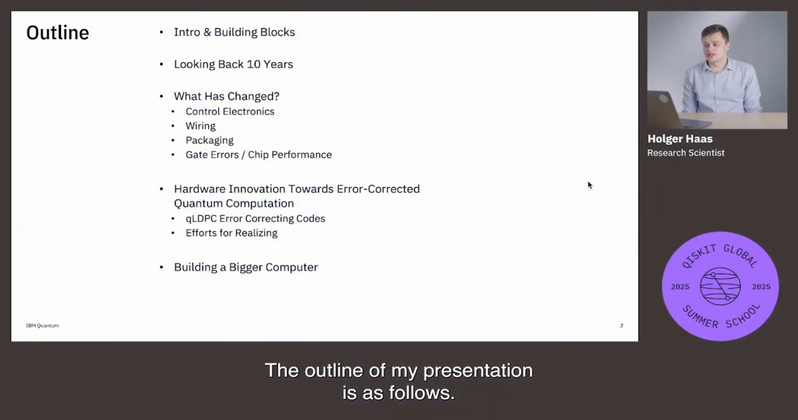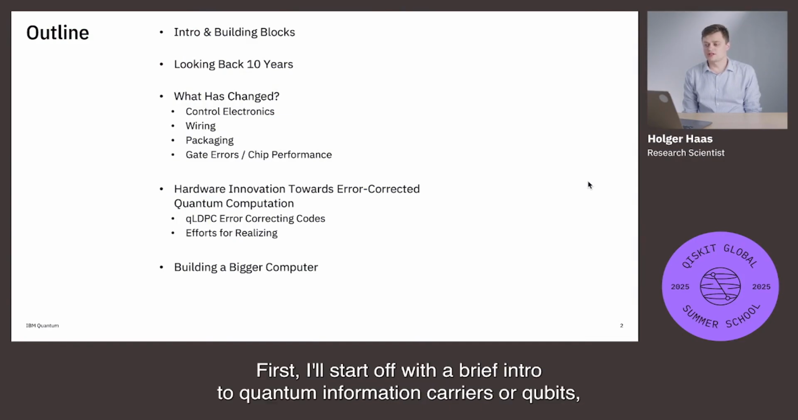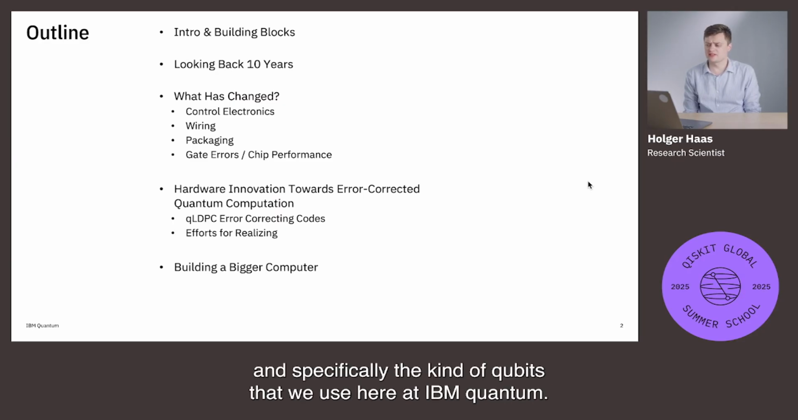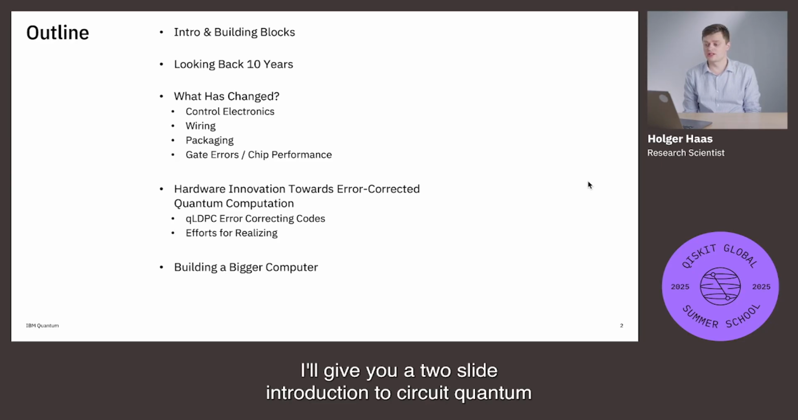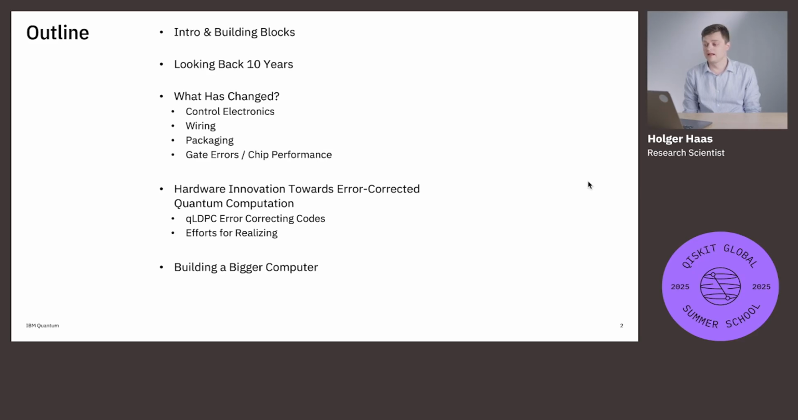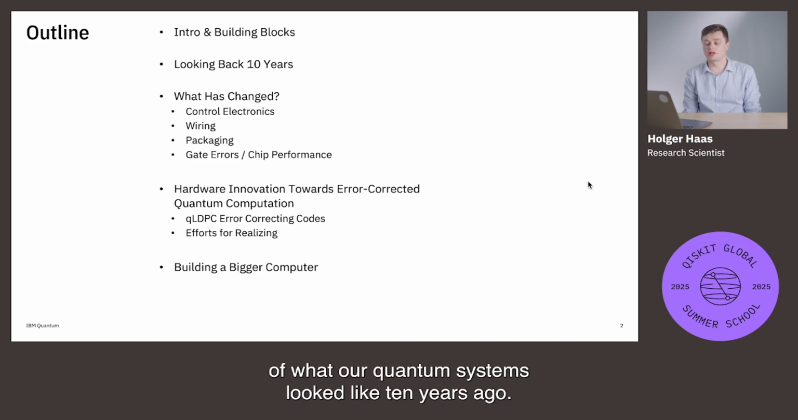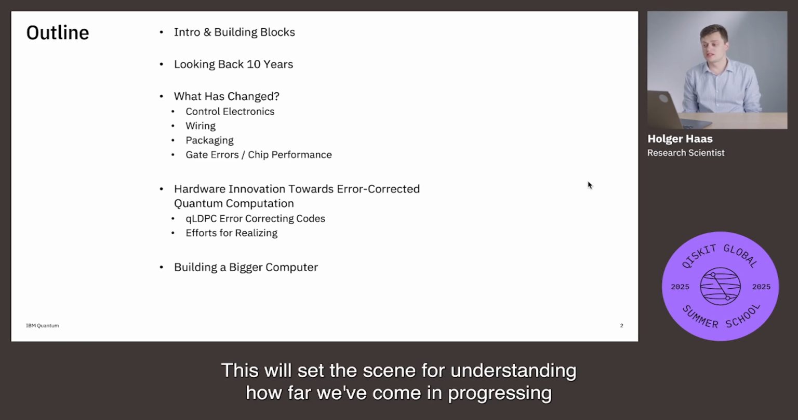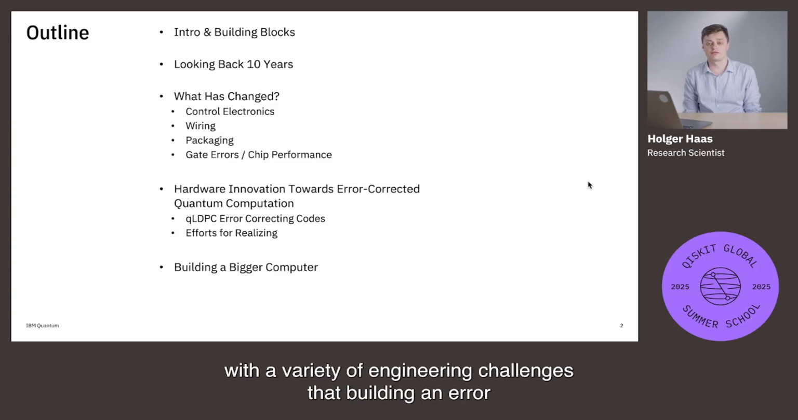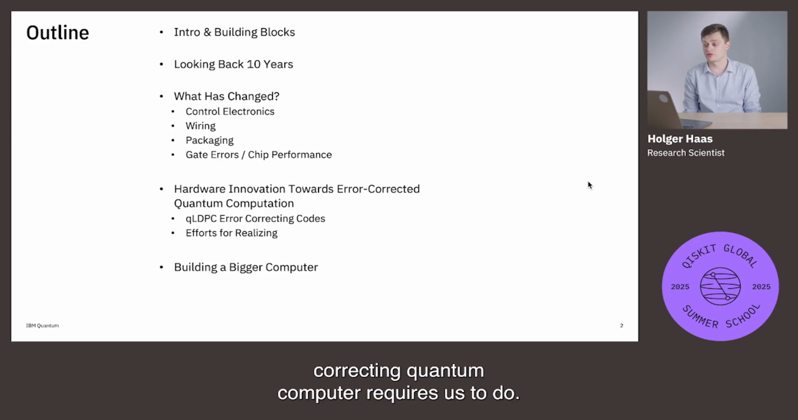The outline of my presentation is as follows. First, I'll start off with a brief intro to quantum information carriers, or qubits, and specifically the kind of qubits that we use here at IBM Quantum. I'll give you a two-slide introduction to circuit quantum electrodynamics to bring us all to the same page. And then I'll flash you a photograph of what our quantum systems looked like 10 years ago. This will set the scene for understanding how far we've come in progressing with a variety of engineering challenges that building an error-correcting quantum computer requires us to do.